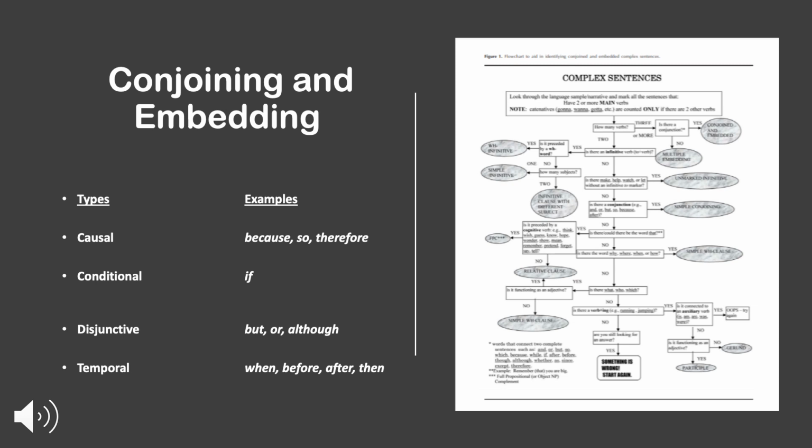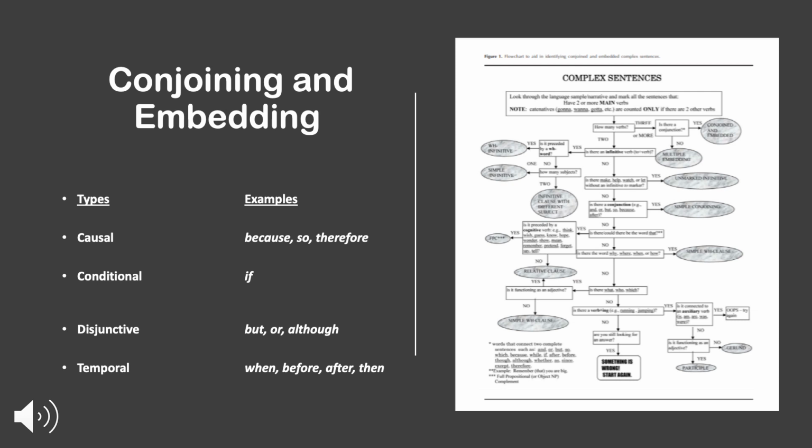Conjoined complex sentences contain 2 or more independent clauses joined together using a conjunction. For instance, the following sentences are simple sentences, as they contain only one main verb. I went to the store. I needed ice cream. These 2 simple sentences can be combined using a conjunction to make a complex sentence. I went to the store because I needed ice cream.